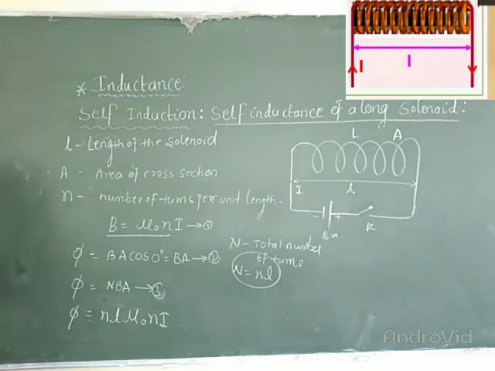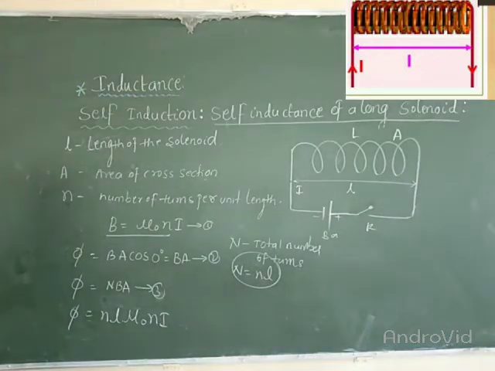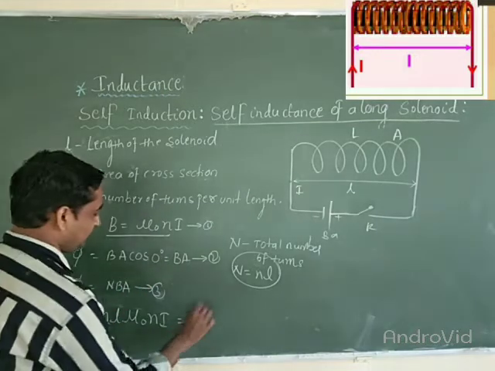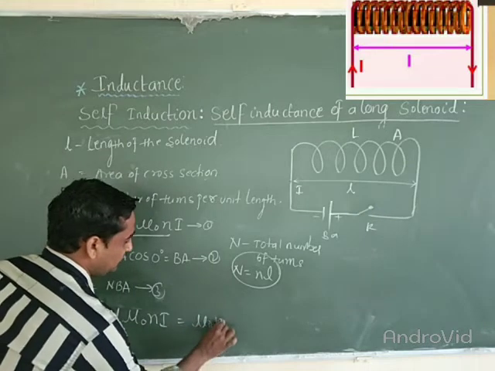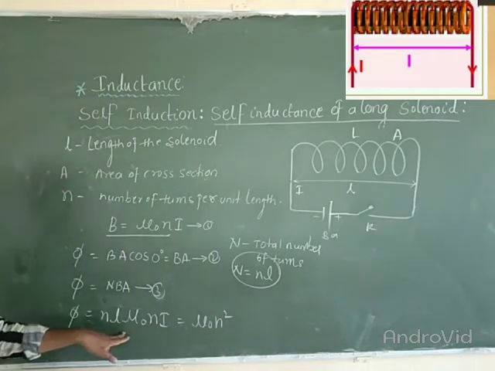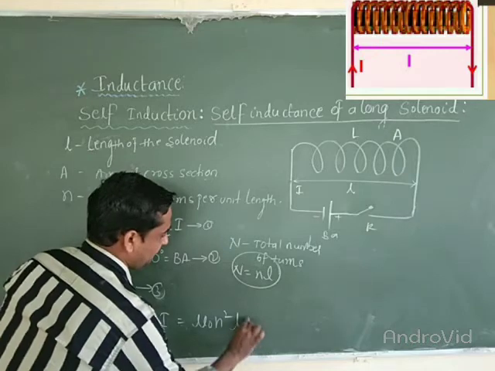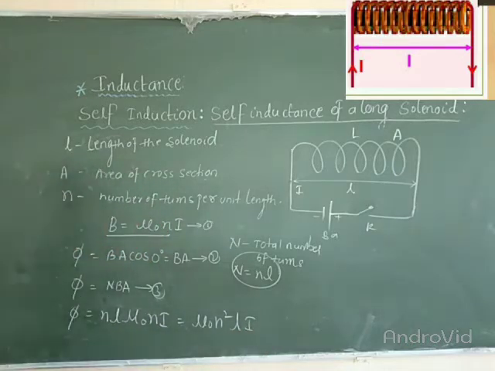Mu naught Ni. So finally, what we can write here? Phi is equal to B into A. From this expression only we have written here. So therefore, finally, what we can write here? Mu naught N square L into I. So this is the magnetic flux linked with the coil, or the magnetic flux inside the solenoid.